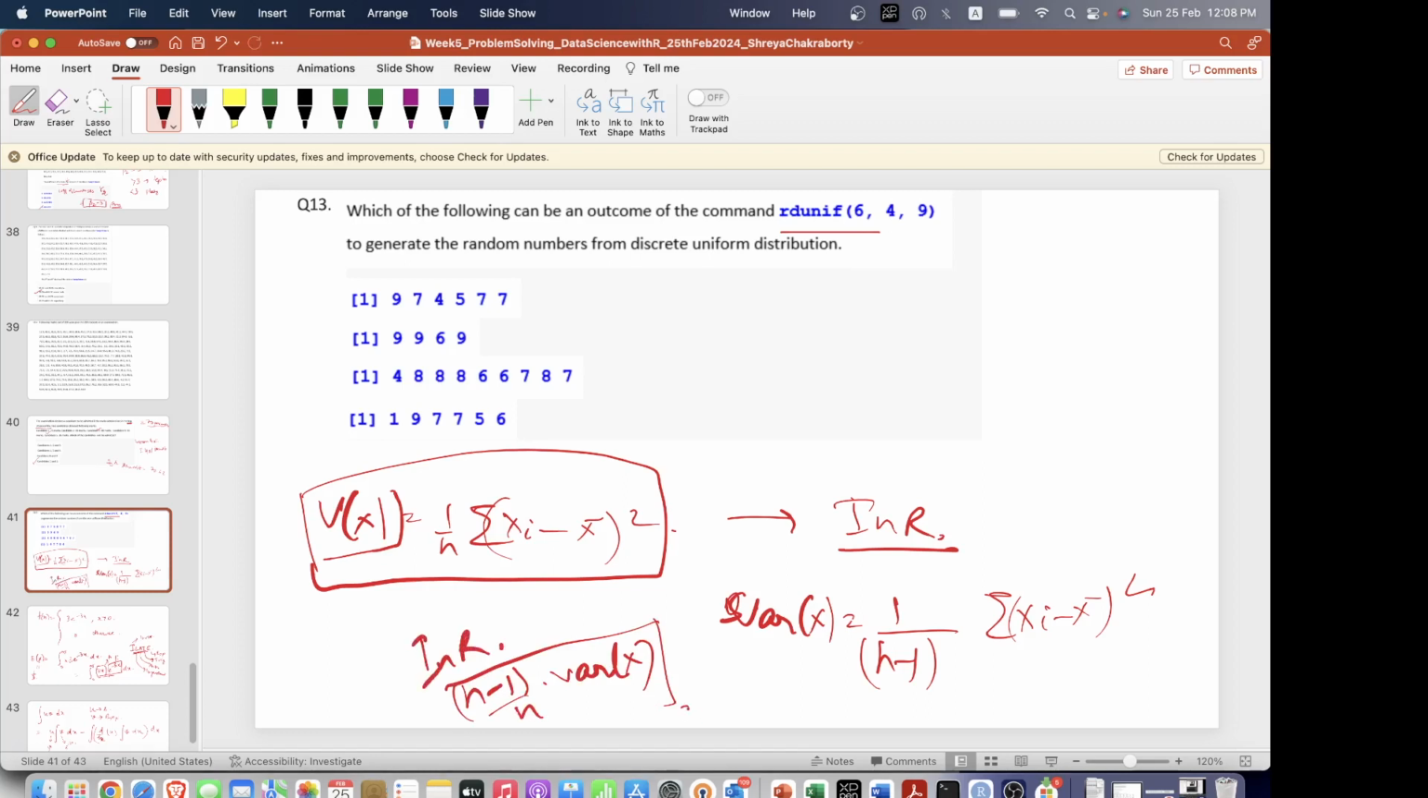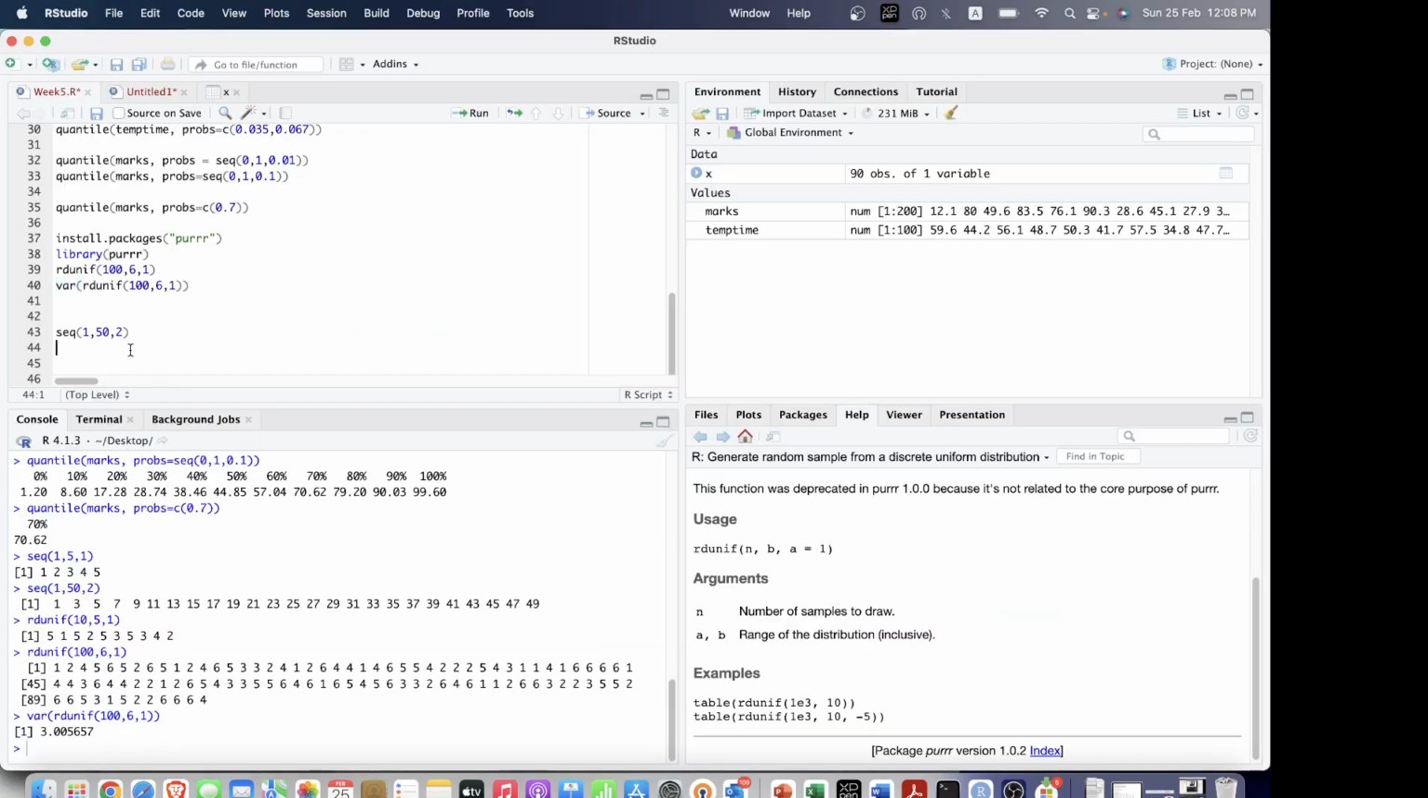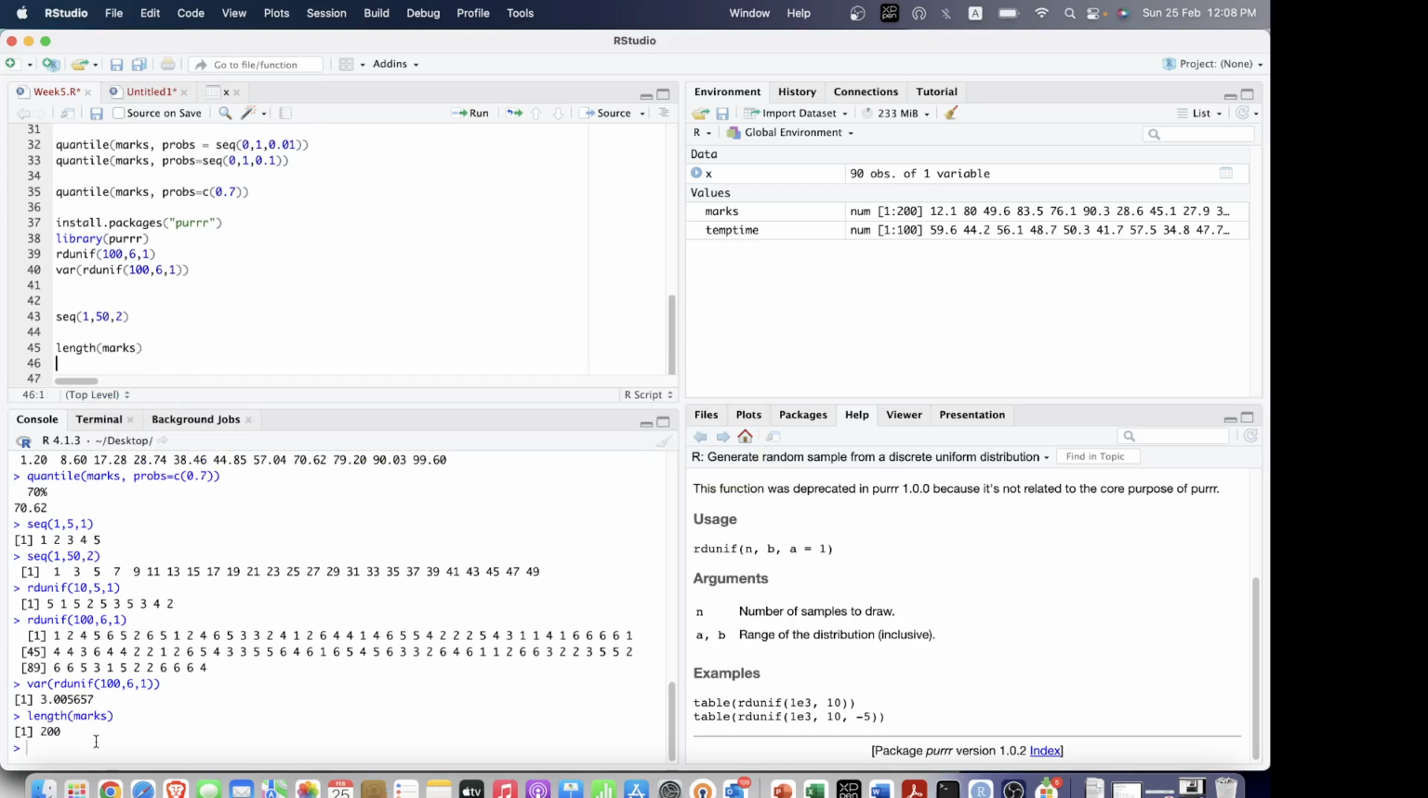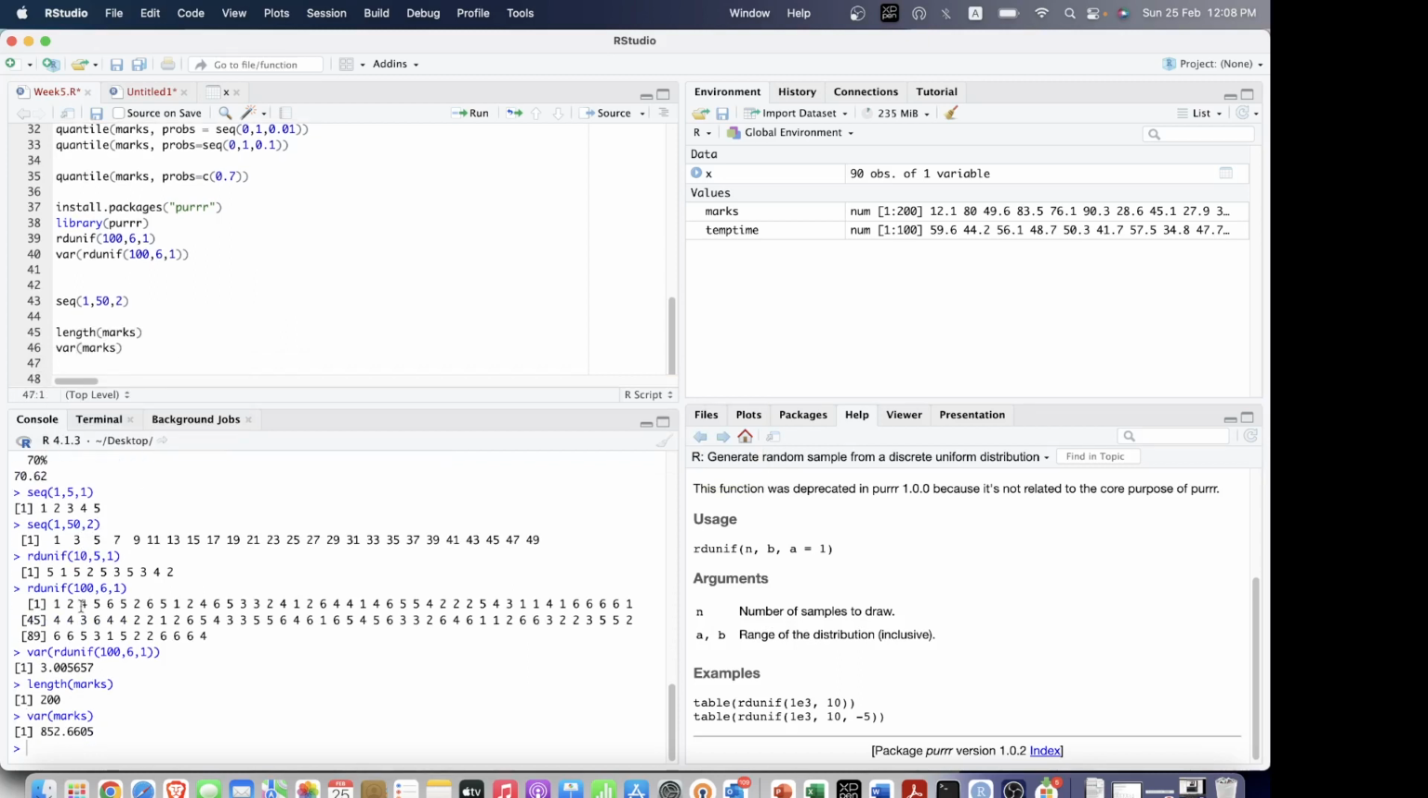And n, how will you get? You will get n by length of x. So here, if I want to get n, I would have to give length of, let's say, marks. So that is 200. Var of marks is 852, but we have to remember this is with the denominator n minus 1. So with denominator n, we just have to do a length of marks. So I'll store it in n equal to this thing.